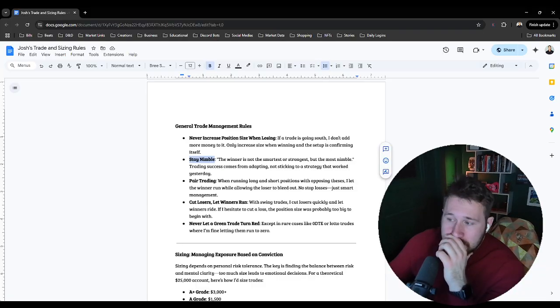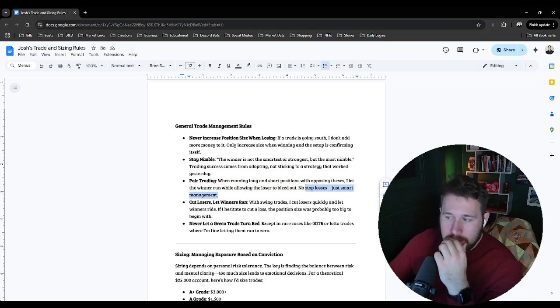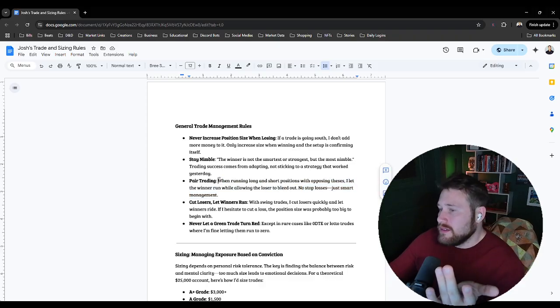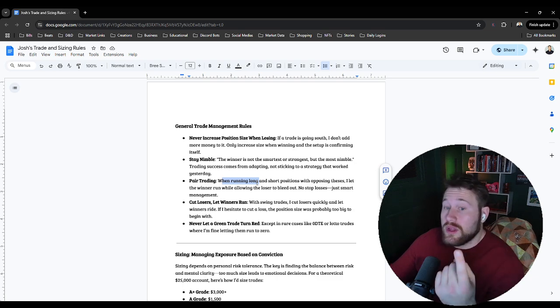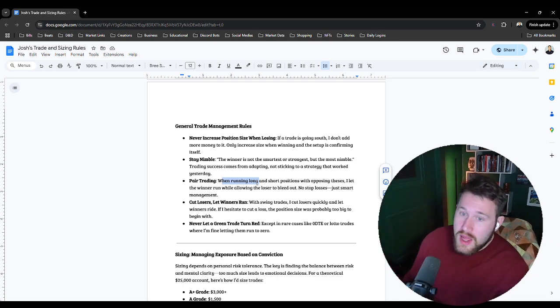Okay, when pair trading, when running long and short positions with opposing trades, I let the runner win while allowing the loser to bleed. No stop losses, just smart management. Yeah, if the market's in a full squeeze and all your long positions are winning, first of all, you should have good portfolio construction. In a bull market, you should have more longs than shorts. If the shorts aren't working, but the thesis still looks good, just let them bleed.